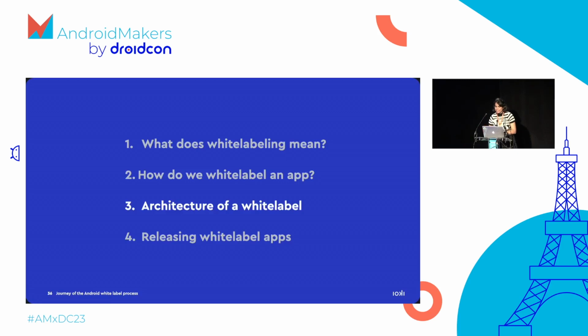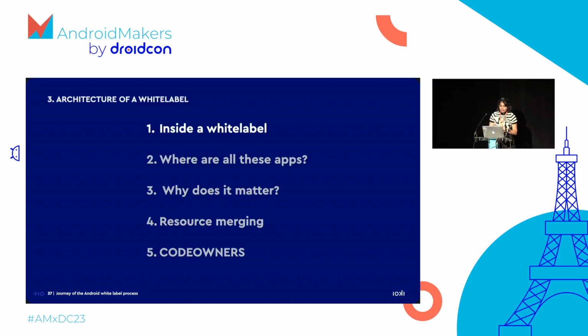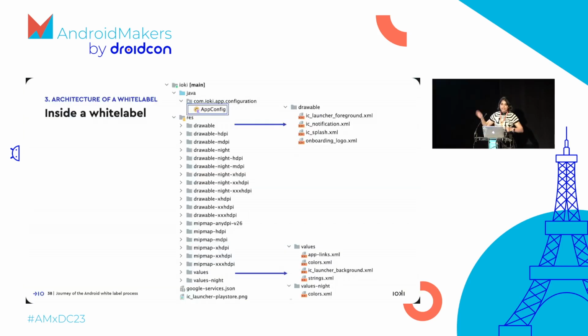Now, we know how to white label an app. We know what it means. We've done rebranding, feature customization. We know exactly what to do to create a white label app. So let's talk architecture. What is inside a white label first? As we talked about, we have our resources folder, which has all of our values, which is our strings, colors, drawables, all of those things that we absolutely need.